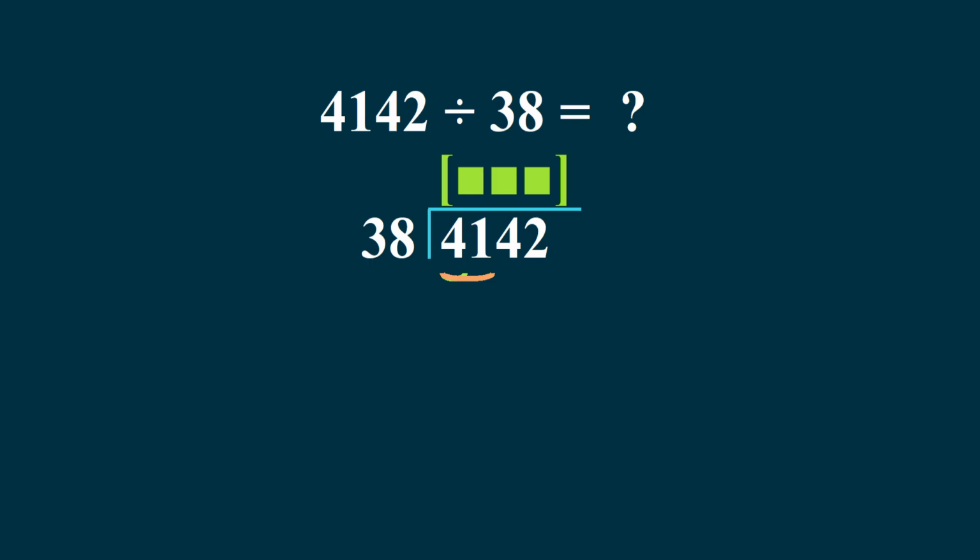The answer is 1. Now multiply 1 by 38, which gives us 38. Draw line and subtract 41 minus 38, which leaves us with 3. Now we bring down the next digit 4, and this makes our new number 34.